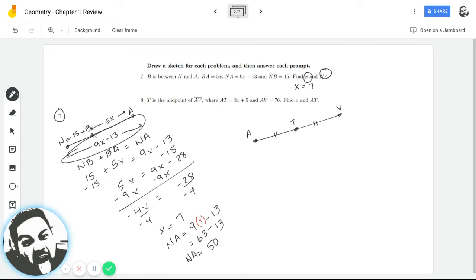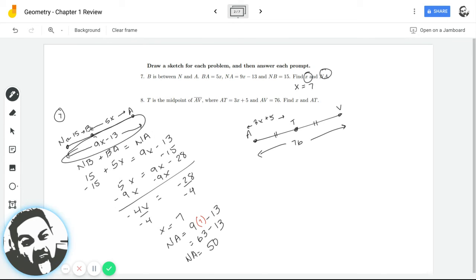Next, we have AT is 3x plus 5. So I'm going to write 3x plus 5 is what AT is. All right, and then AV is 76. So this whole thing is 76. All right, find x and AT. So there's 2 different ways you can do this problem. I like the way that just uses the whole number since we have the whole number.